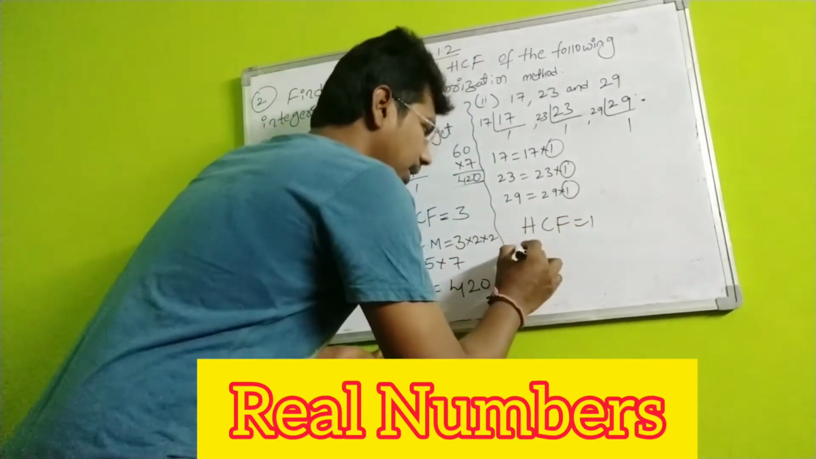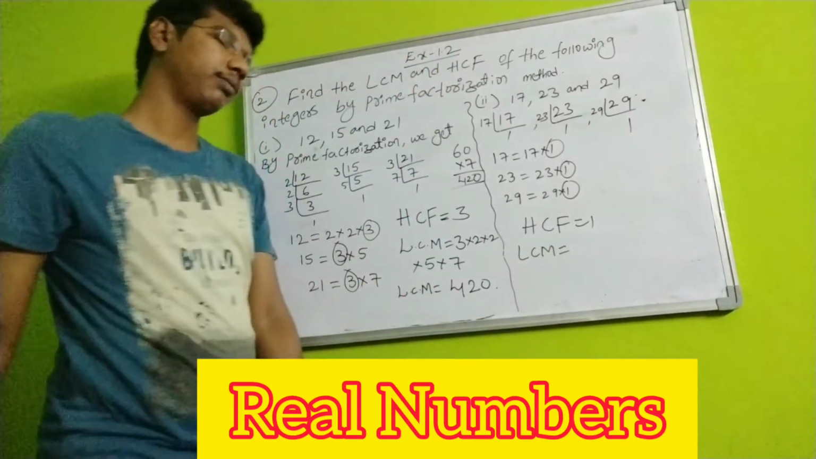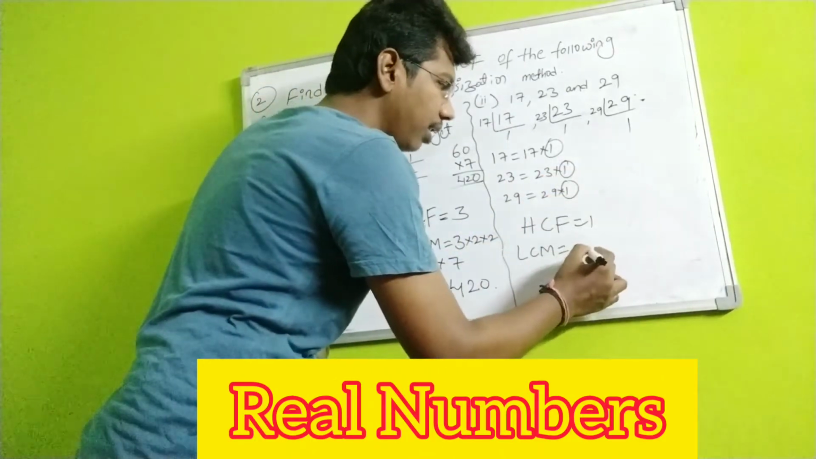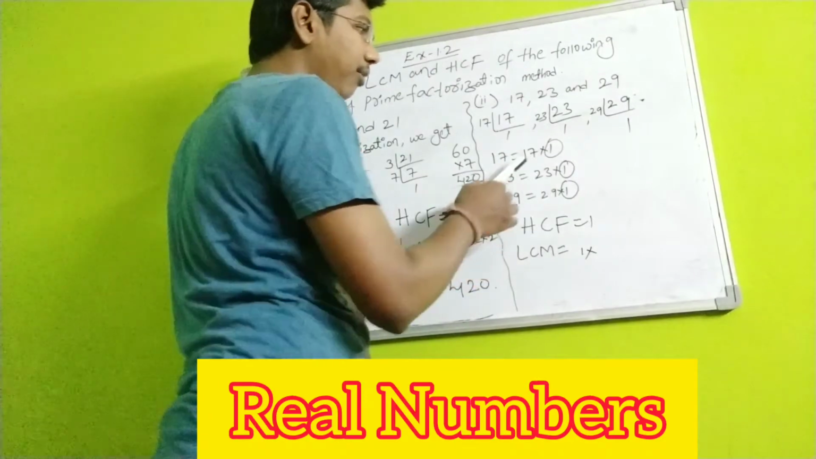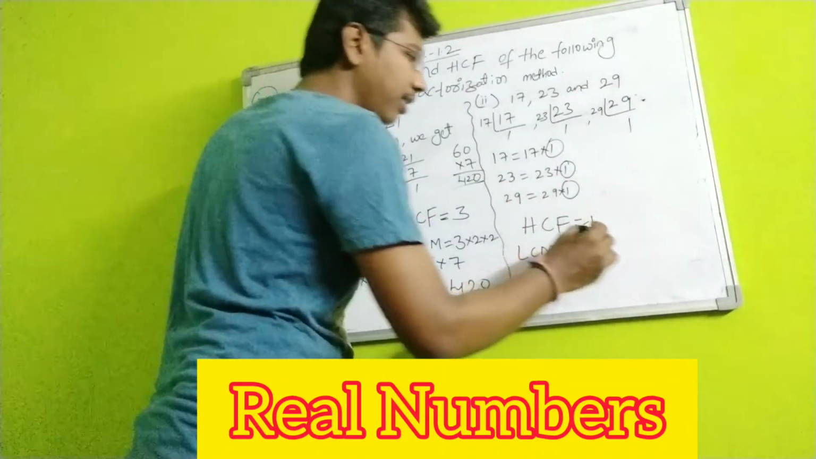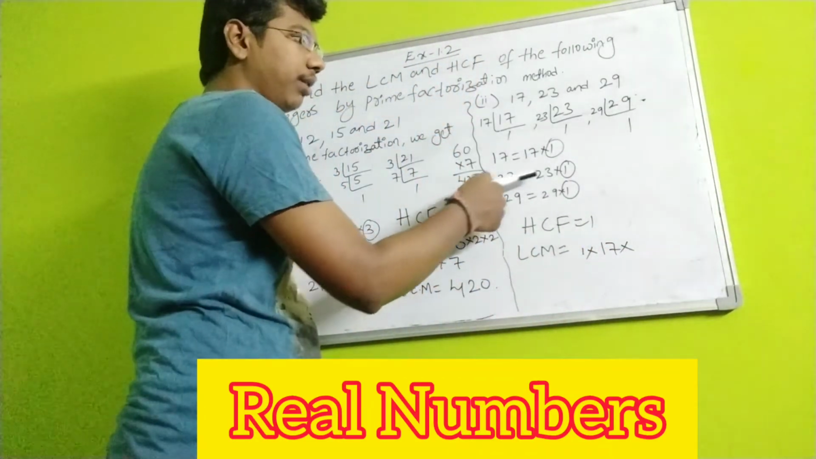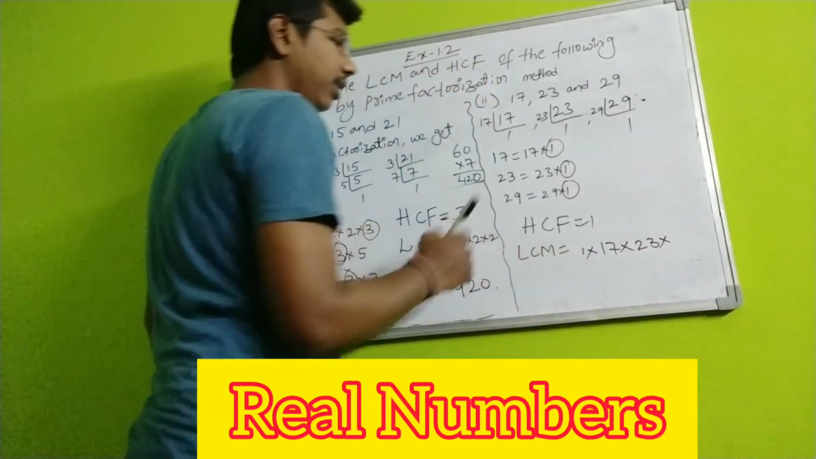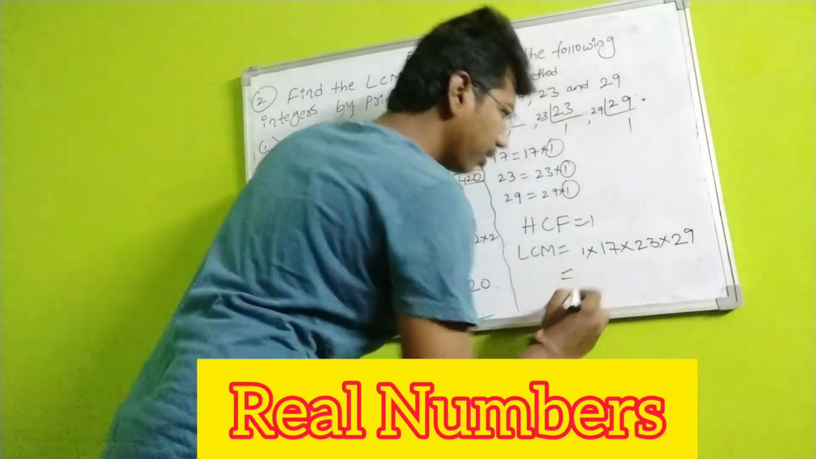Next, LCM. How can we find LCM? Simple, students. First write the common factor, that is 1 into. The next step is to write the remaining factors of the 3 integers. The first integer's remaining factor is 17 into. Now the second integer, that is 23. The remaining factor is 23. Next, 29. The remaining factor is 29. Now multiply these numbers, students, and you will get the final answer.